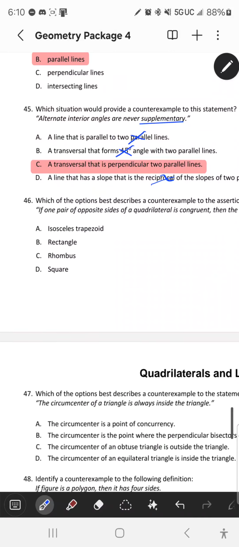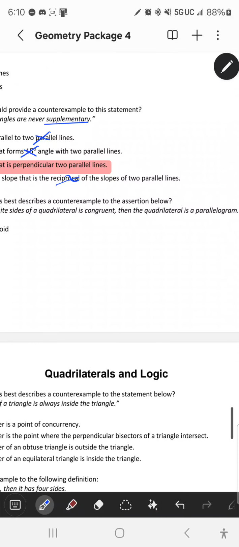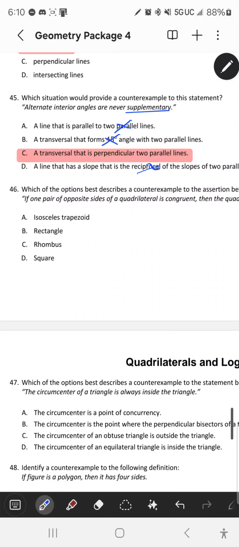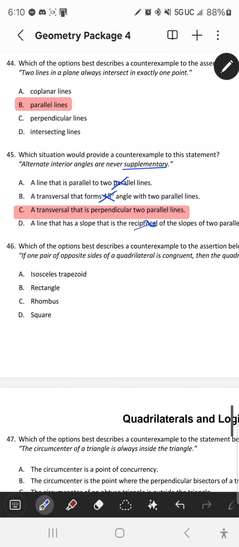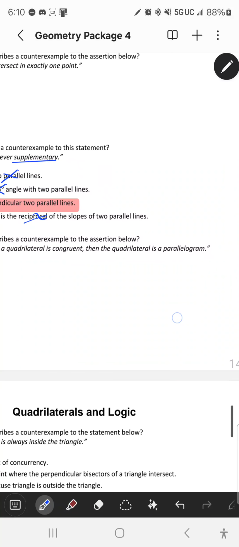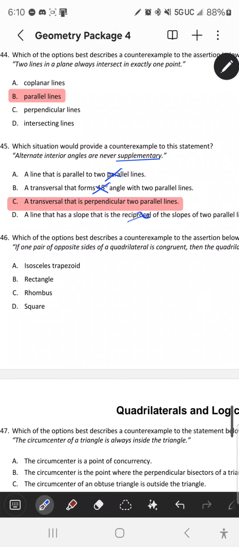36. Which of the options best describes a counterexample to the assertion below? Again, that's all the counterexample means. If one pair of opposite sides of a quadrilateral is congruent, then the quadrilateral is a parallelogram. Okay, let's see.